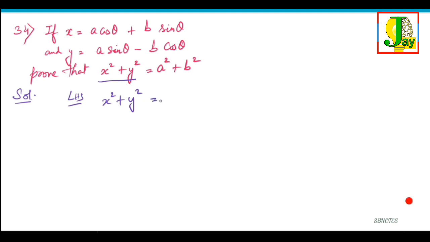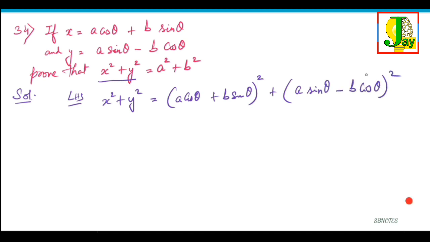And x square is what we have got, this a cos theta plus b sin theta whole square, right? X is this, so x square is going to be the square of that, plus y square is a sin theta minus b cos theta whole square. You see y is given here, so y square is this.